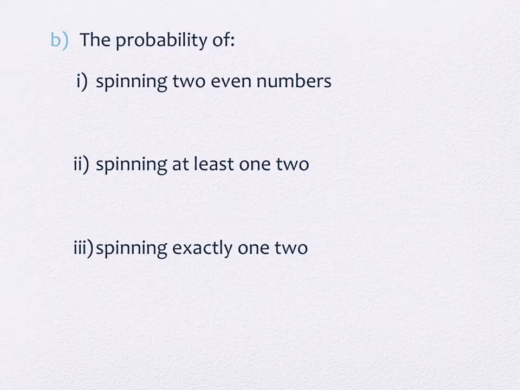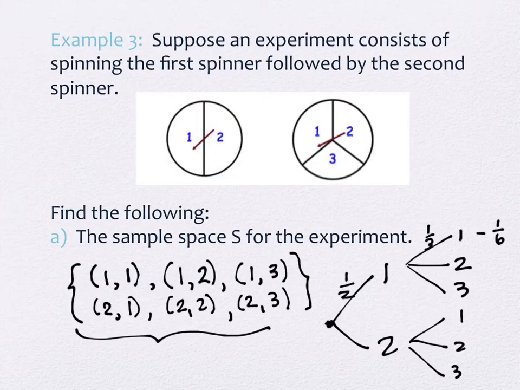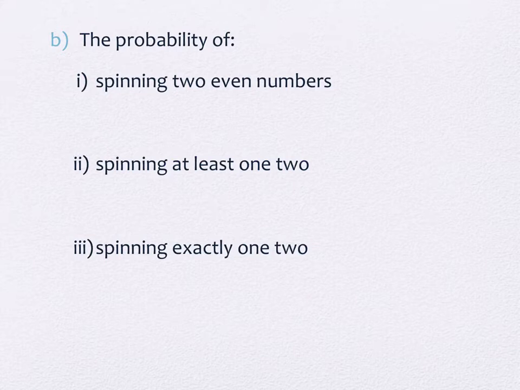So if we're wanting to know the probability of spinning 2 even numbers, we can go over here and find any of the options that have 2 even numbers. And what options do you see that fit that category? Just the one that's 2, 2, right? There's only one possibility out of 6 that that's ever going to happen with this particular diagram.